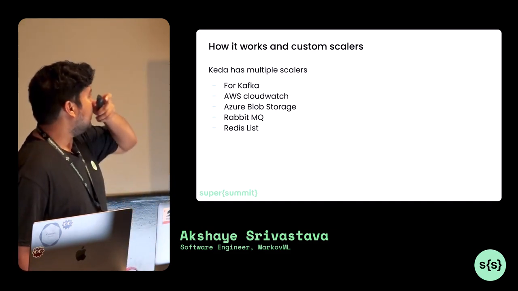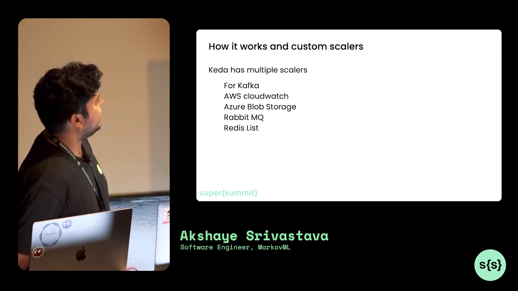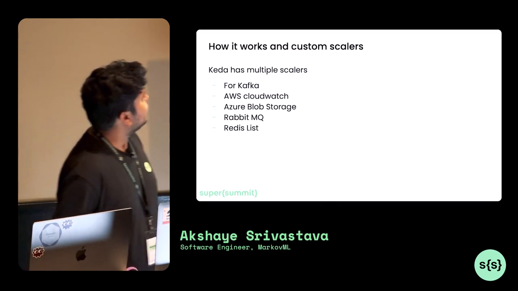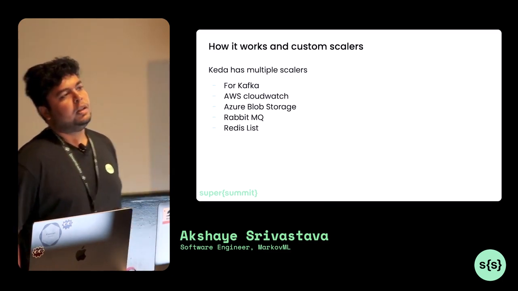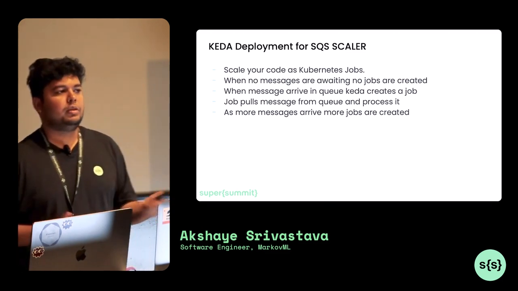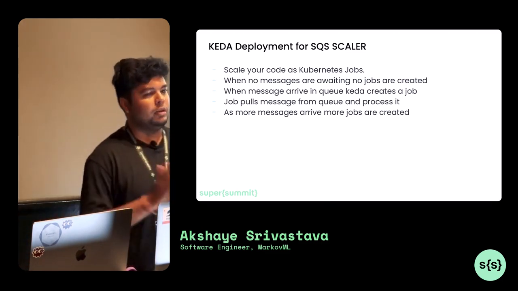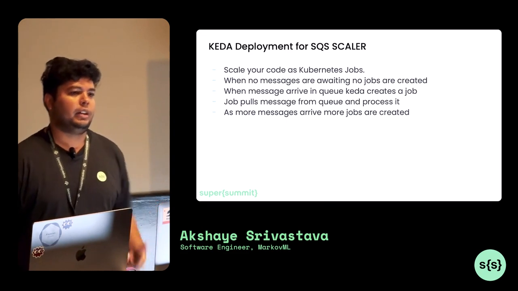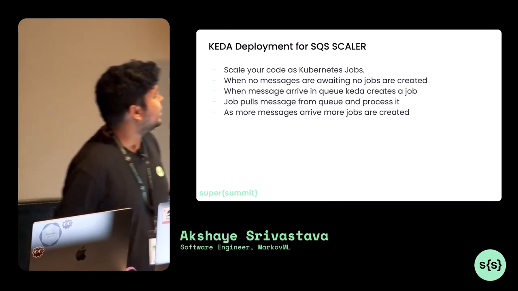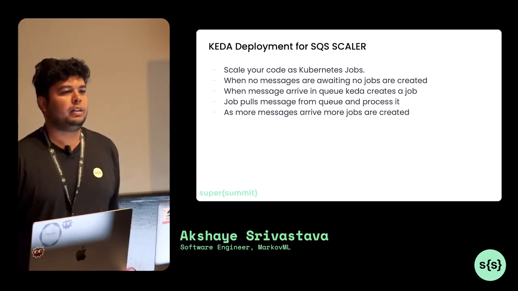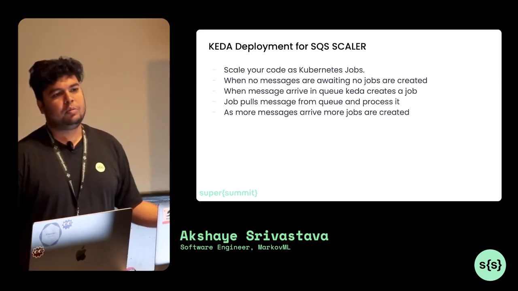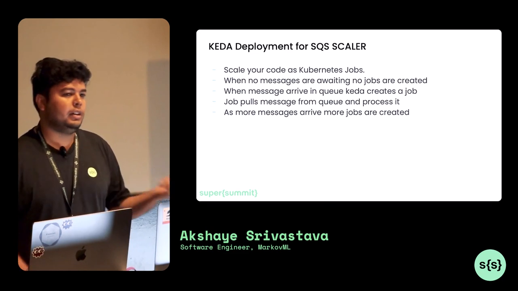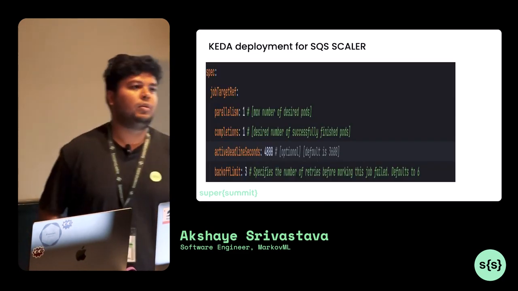So there are multiple scalers for Keda, like Kafka, CloudWatch, Blob Storage, RabbitMQ, Redis, and many more. So, Keda deployment for SQS. We'll be discussing how on SQS you can use Keda. The flow is that you want to scale Kubernetes jobs. You can scale deployments and anything, but here we'll be discussing Kubernetes jobs. Given there are no messages awaiting in a queue, ideally there should be no job running. And when a message arrives in a queue, it creates a job. The job will pull the message from the queue, do the processing, and delete the message. And if more messages arrive, it should be able to spawn multiple jobs.